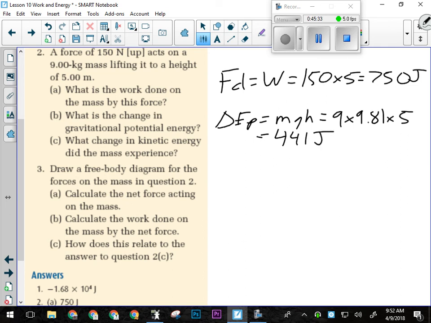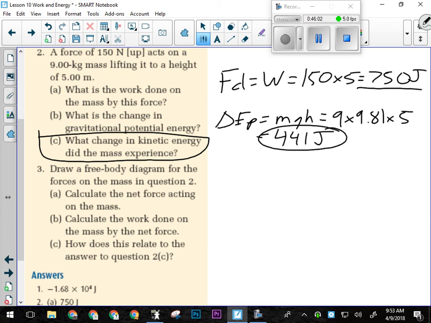But I did 750 joules worth of work. So the leftover energy has got to change what? Or the leftover work, I should say. The leftover work can't change the potential. I've already calculated that. What kind of energy is it going to change? The kinetic. Yeah. So whatever is left has to be the change in kinetic energy that the mass experiences. We know we did 750 joules worth of work, but we only needed this much to raise it 5 meters. That means that we accelerated it upwards 5 meters. Didn't just lift it, accelerated it upwards. So it got faster as well as higher above the ground.